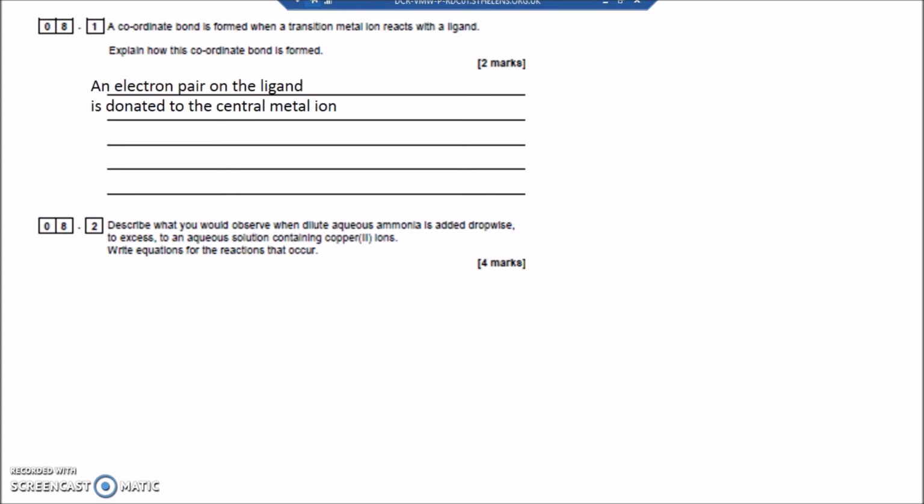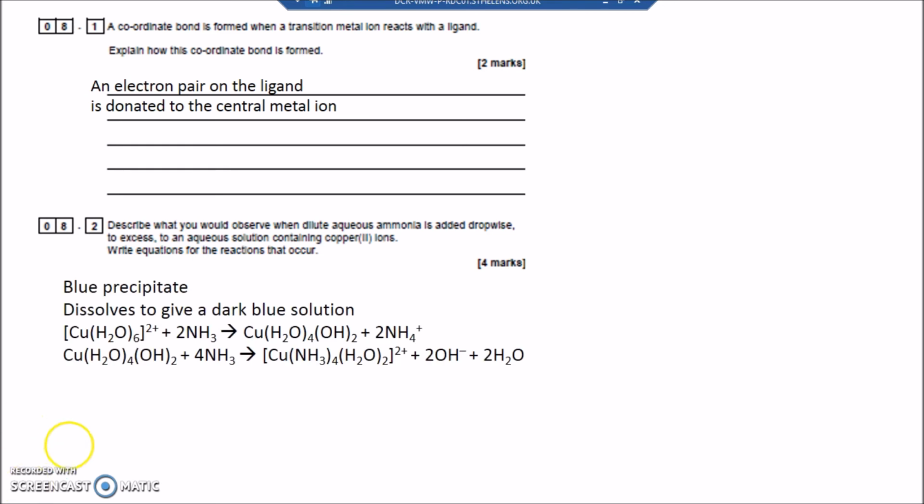Describe what you observe when dilute aqueous ammonia is added dropwise and then to excess to a solution containing copper 2 ions. Well, first of all, you get a light blue precipitate, and then it's going to redissolve and form a deep blue solution. So what actually happens, let's do spoilers: you get a light blue precipitate and then it dissolves to give a dark blue solution. Copper has got 6 ligands around it, and it's copper 2, it tells you in the question, and water has no charge, so 6 waters.